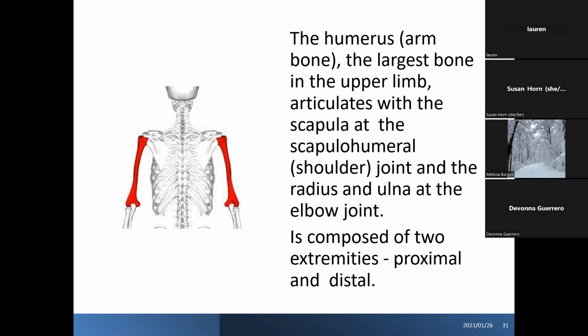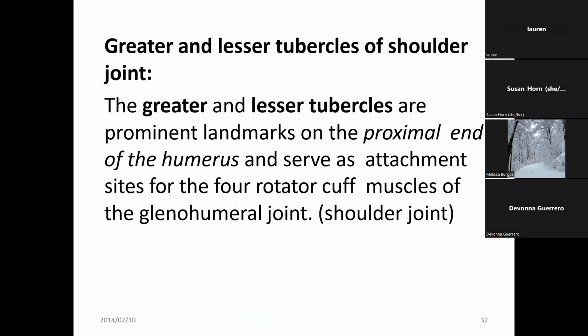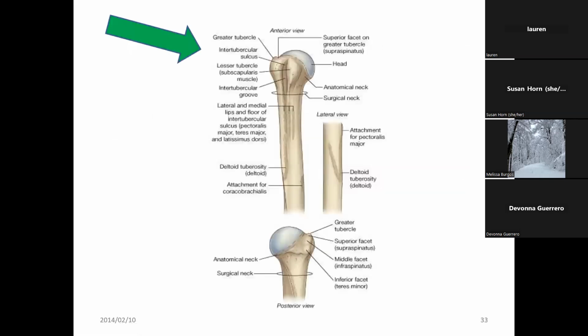Here's where it articulates. It's got a proximal and a distal end. And like I said, greater and lesser tubercle. If you're getting questions that say greater and lesser tubercle, celebrate. Because for real, it's where muscles attach, where ligaments attach, and it is a more difficult question. So there are greater and lesser tubercles. Those are prominent landmarks. They're at the proximal end, and they serve as attachment points for the rotator cuffs. Good to know, right?